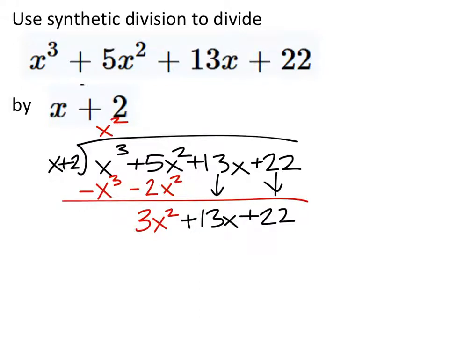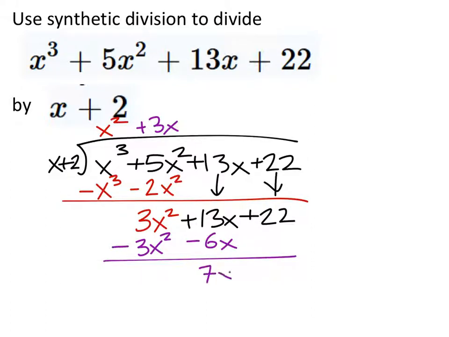And now how many x's go into 3x squareds? 3 x's of them do. So that gives us 3x squared, which cancels that out. And 3x times 2 is 6x. And again, that's what we're taking away there. So I'm left with 7x, and then that plus 22 right there.